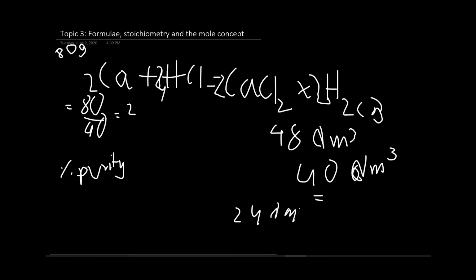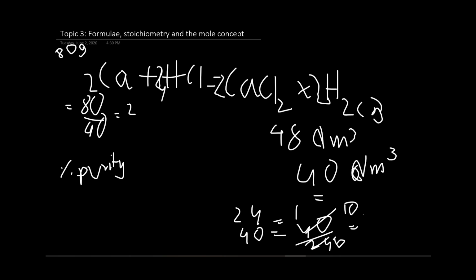As we know, any gas under room temperature and pressure occupies 24 dm cube volume. So 24 dm cube is occupied by 1 mole. So 40 dm cube should be occupied by 40 by 24 moles. This is not going to be a pretty number. It'll be 1.67. Not a pretty number at all.